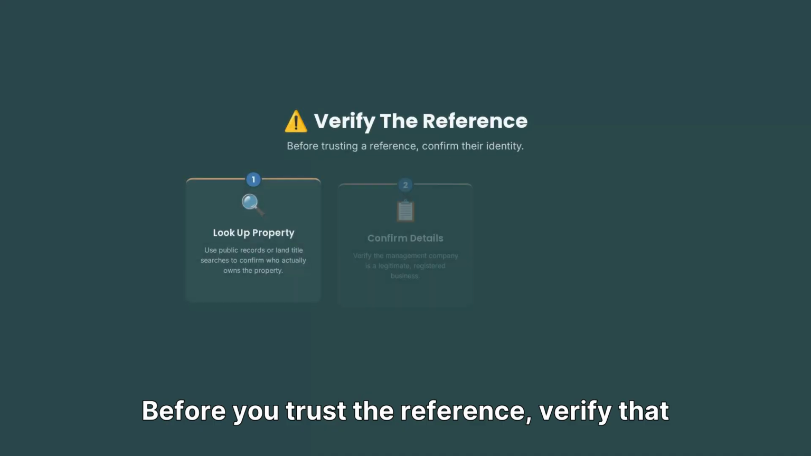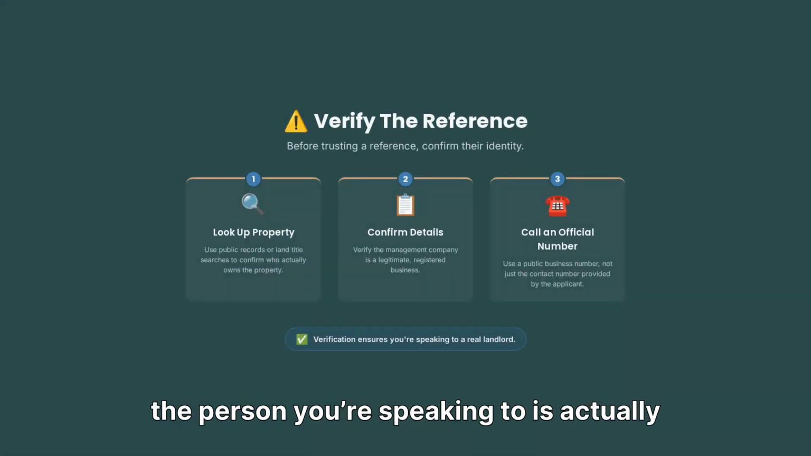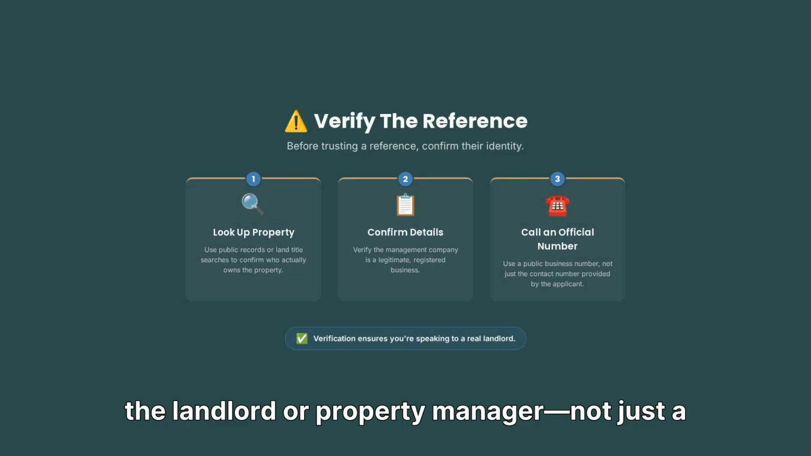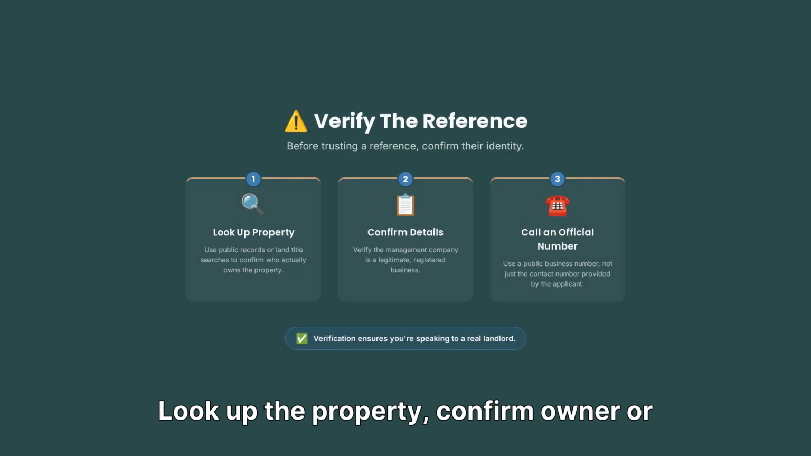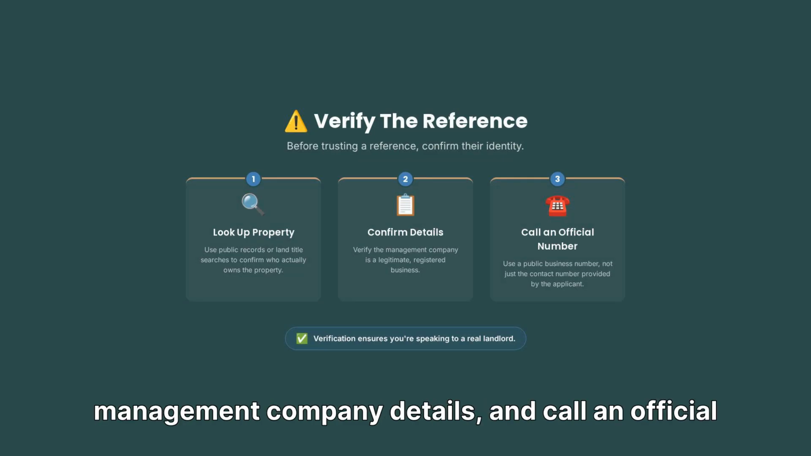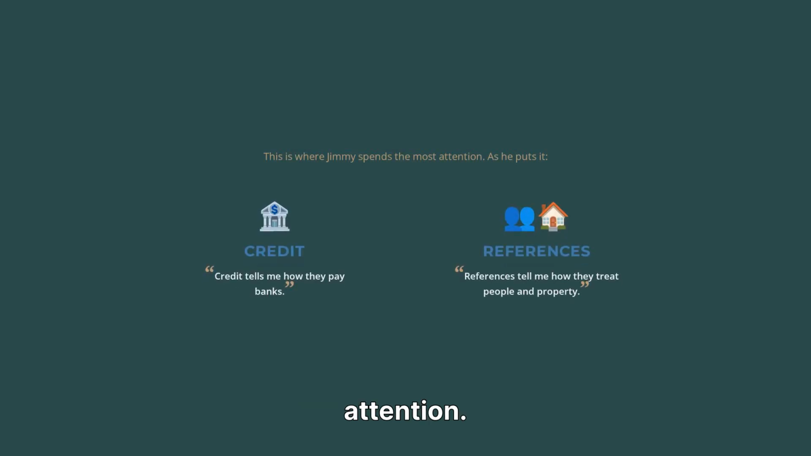Before you trust the reference, verify that the person you're speaking to is actually the landlord or property manager, not just a friend doing them a favor. Look up the property, confirm owner or management company details, and call an official number. This is where Jimmy spends the most attention.